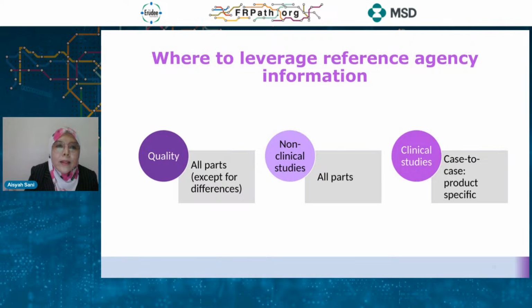So basically, the assessor will leverage many parts of the reference agency information as in the assessment report, especially for quality, except for differences such as stability data to meet ASEAN requirements. We also have full reliance on the non-clinical data without the need to re-evaluate the data. As for the clinical study, the extent of relying on or leveraging the data is product specific, depending on the category of product, either innovator, biosimilar, or generic, with different approaches. For example, for innovator, we may rely on phase 1 and phase 2, but give more attention to phase 3 that supports the indication.